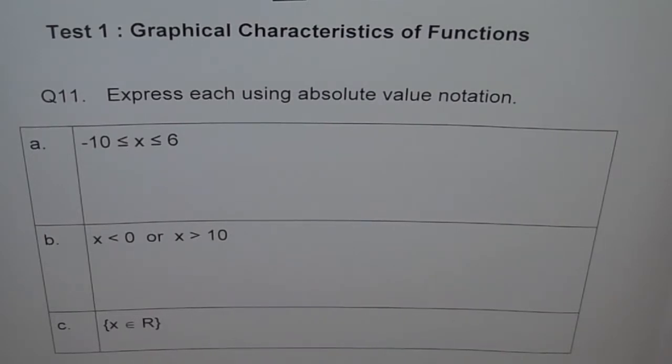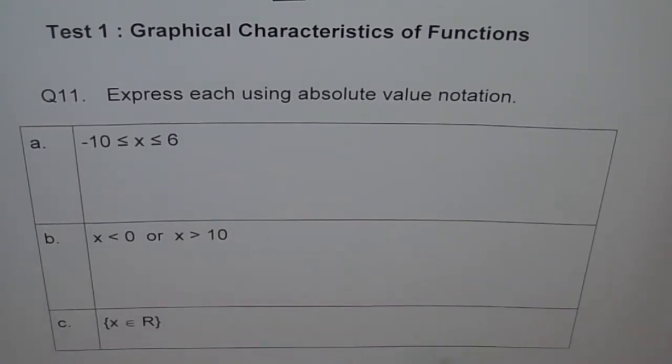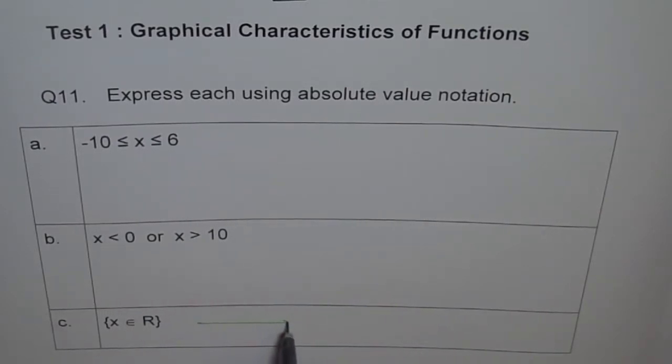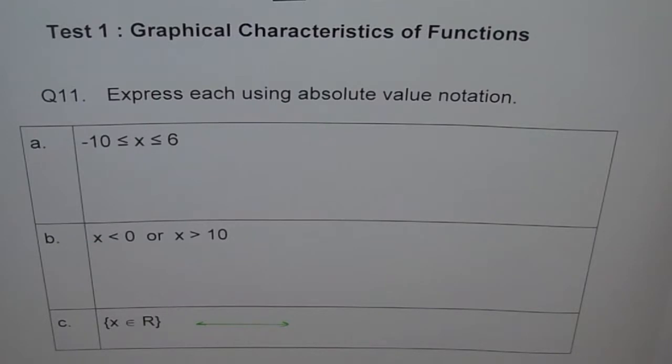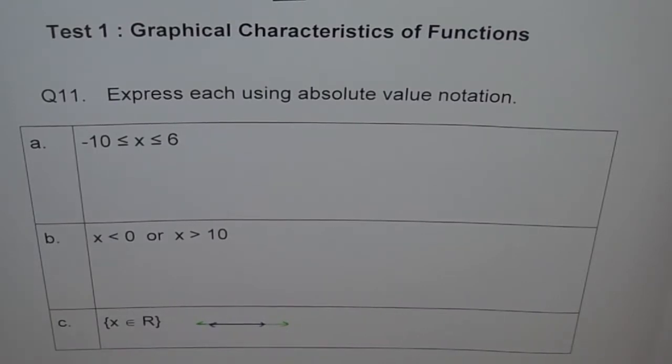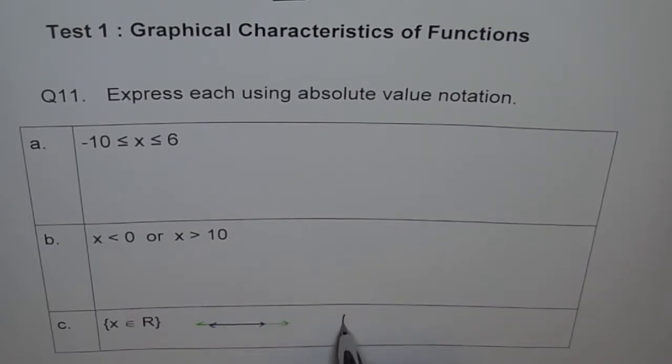Okay, let me start with part C this time. X belongs to real numbers means what? Means that this is our number line, right? And on a number line, all values of x are our solution. So we have all the values as our solution. Now for that, you can write absolute functions in many different ways, but you can use the property that absolute function is always positive. Since absolute function is always positive, it is always greater than a negative value.